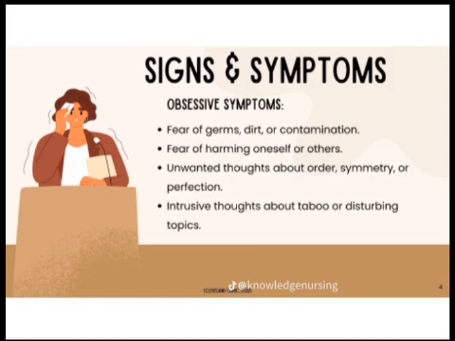Another one is unwanted thoughts about order, symmetry, or perfection. So here the person is developing an unwanted thought, or he is thinking about order, symmetry, or perfection. So looking for perfection, and we know that someone can't be perfect as usual.